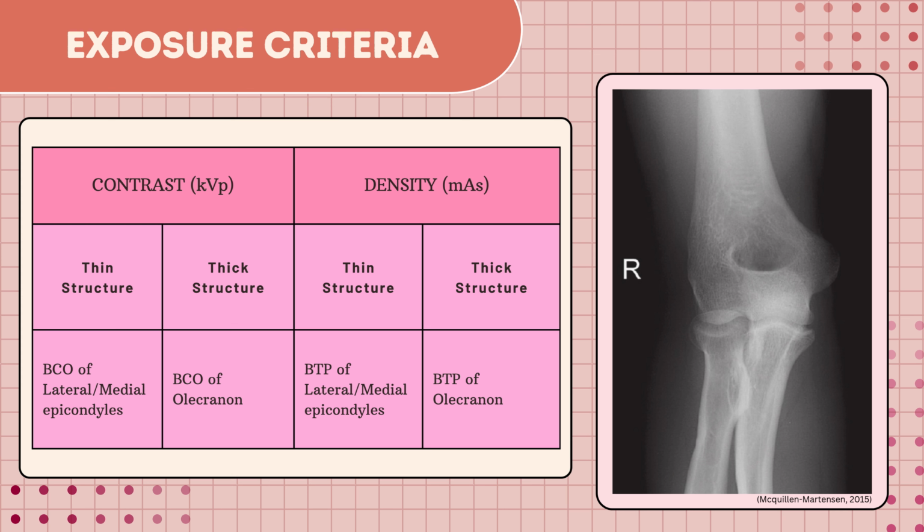For example, for this radiograph, we can see the BCO of thin structure, which is lateral or medial epicondyles, and the BCO of thick structure, which is olecranon. This means that the kVp used is adequate for penetration and radiographic contrast. We also can see the BTP of thin structure, which is lateral or medial epicondyles, and the BTP of thick structure, which is olecranon. This means that the mAs used is adequate for detail and density. This means that both kVp and mAs used are adequate. So, no improvement is needed for the exposure factors.